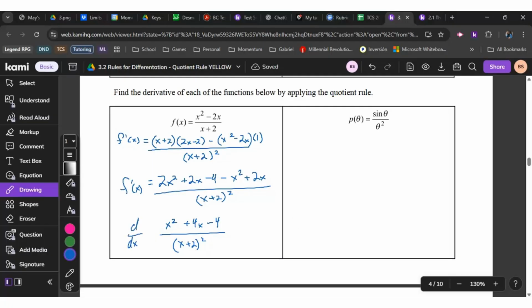d over dx doesn't fit? Sorry. That's vegetarian. Are you going to be mad at me again? Okay, sorry. All right, next one.